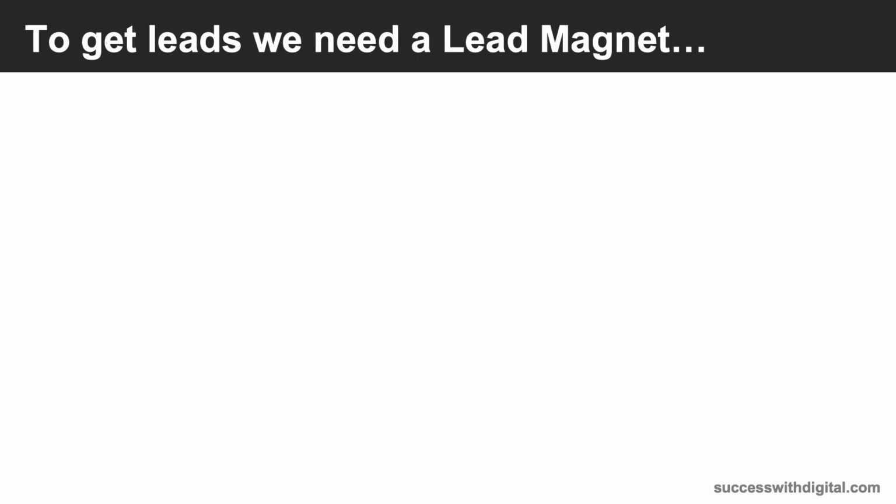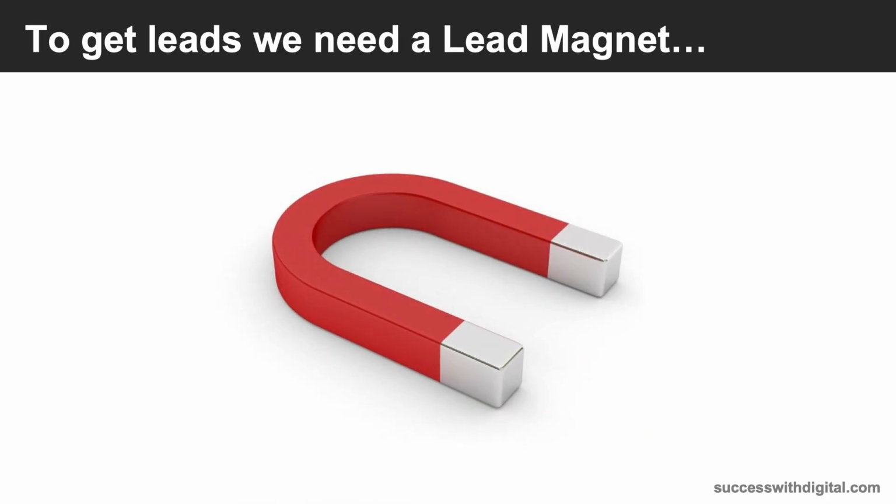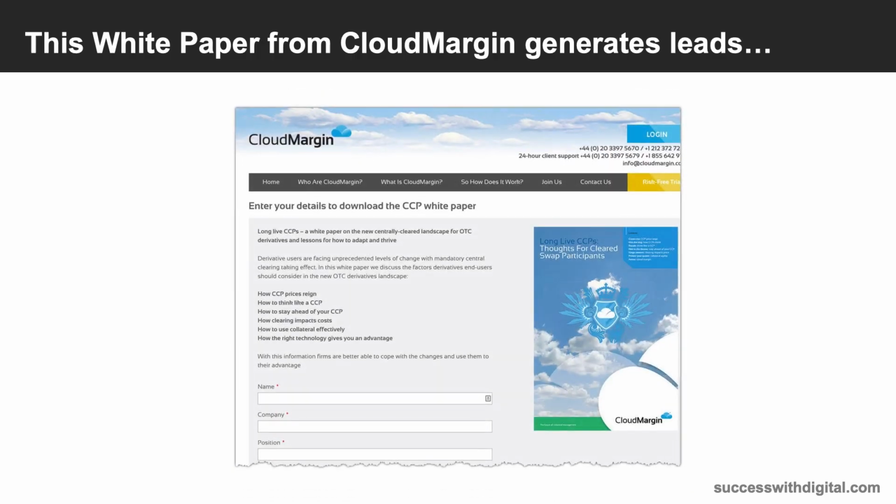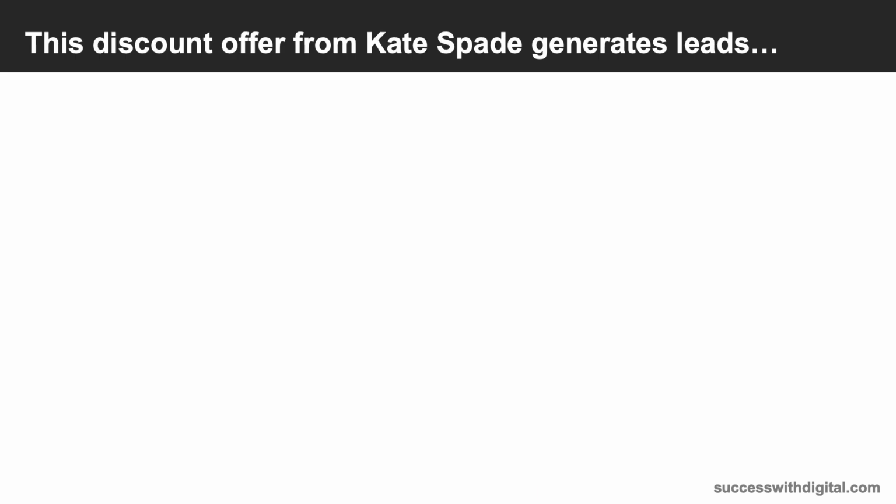And so to get leads, we need a lead magnet. Here are some examples of middle of funnel content. There is this white paper from Cloud Margin that generates leads. It talks about thoughts for cleared swap participants. I'm not even sure what that is, but the people that do will want to download this white paper in order to get that from them.